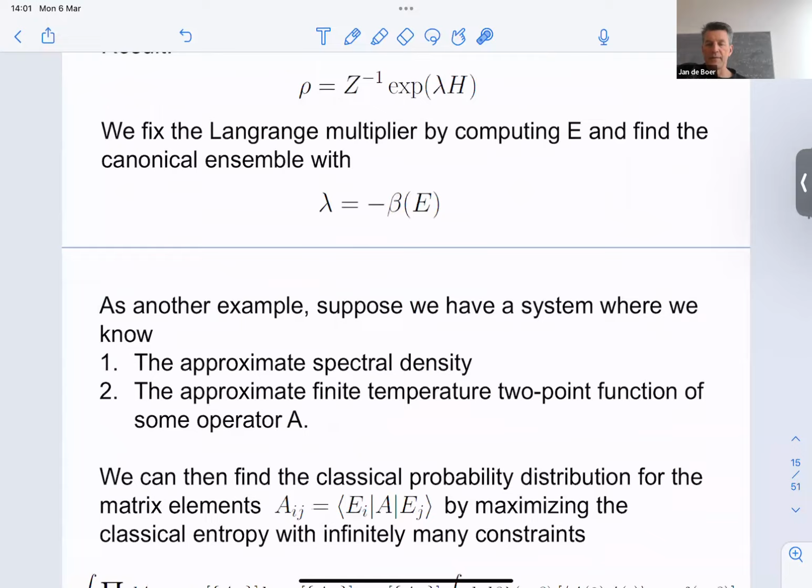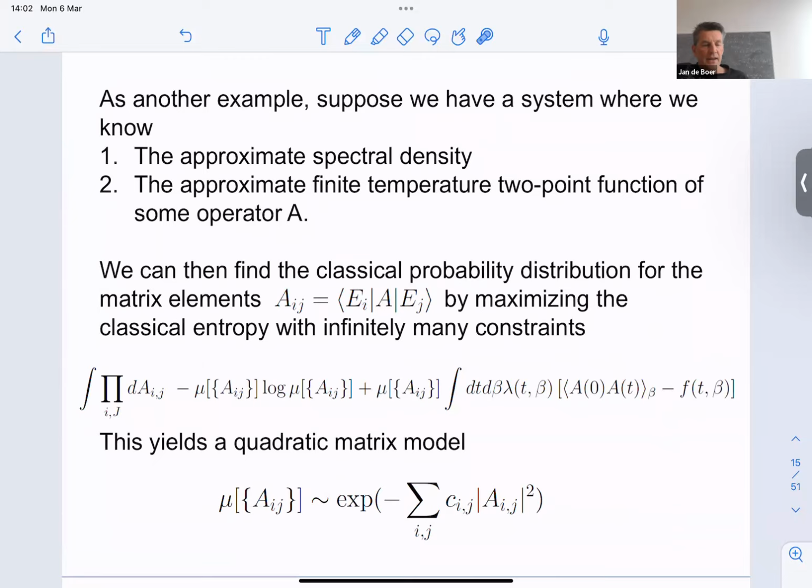To give you a slightly more elaborate example of this way of thinking, suppose that you have some system where you know the approximate spectral density of the system, and you also know the approximate finite temperature two-point function of some operator A. So suppose that these are your inputs, and you want to then find the best possible description of the model. Well, following the logic that I just described, you can ask, for example, can I find a probability distribution? Because statistical physics is always about density matrices and probability distributions. Can you find a probability distribution on the space of matrix elements of the operator A by maximizing some entropy subject to some constraints?